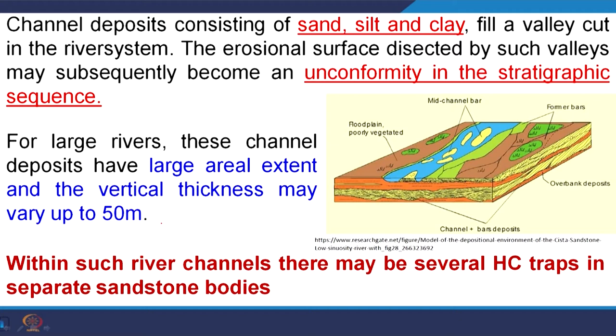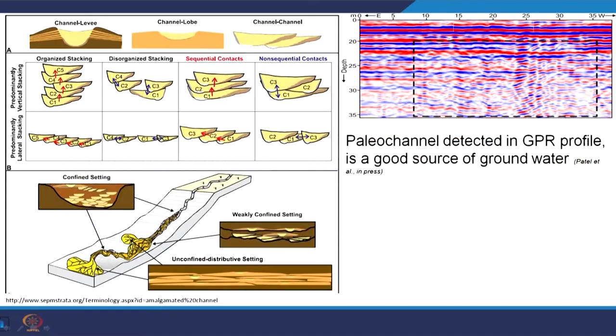For large rivers, the channel deposits have large areal extent and the vertical thickness may be up to 50 meters. But within such a river channel, there may be several hydrocarbon traps in separate sandstone bodies. If you see here, both vertical and lateral changes in the depositional environment, that is changes in geomorphic process, create discrete sand bodies. For example, in these figures we have distinct sand bodies, both vertically and laterally. So individual sand bodies are changing laterally, and similarly vertically.